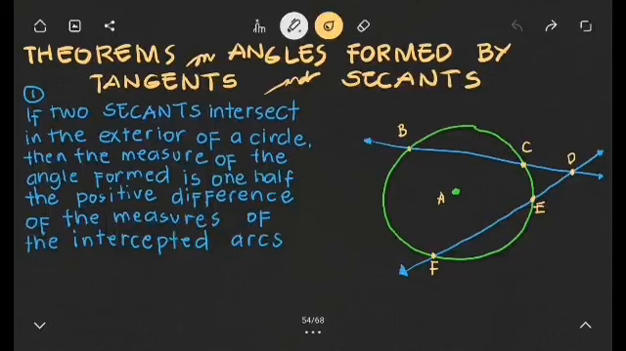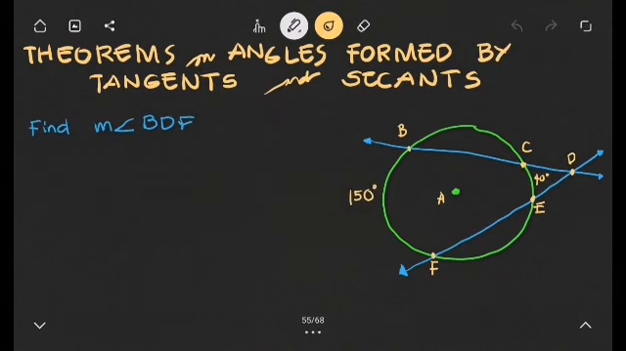Okay, so sabi sa theorem number 1, dapat alam natin yung sukat ng kanyang mga intercepted arcs. Then, kunin ang difference and then divided by 2. Okay, so based from the illustration, we have angle, let's say angle BDF. So hahanapin natin yung sukat niya. Dapat alam natin ano yung sukat ng intercepted arc niya, itong dalawang to. Okay, so let's have an example.